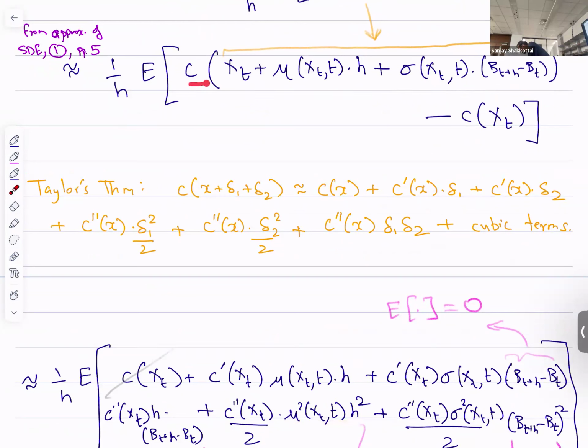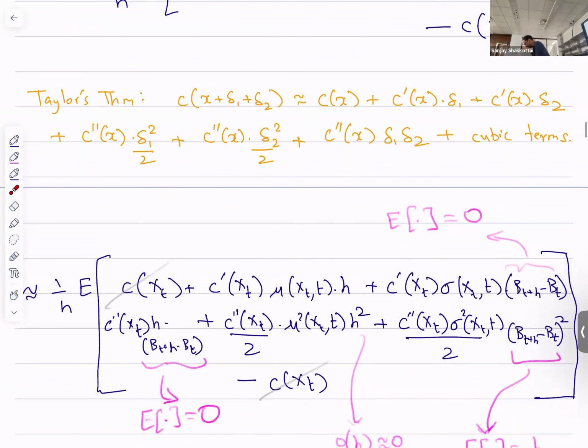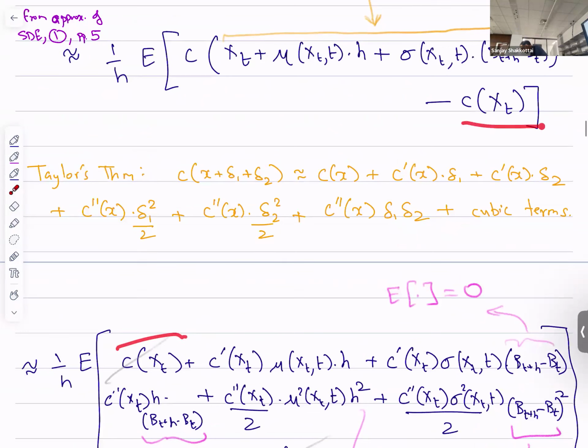Then c double prime of x of t times this one squared, and then c double prime of x of t times this one, because of cross terms. Let's look at it, so I have all of those written out. That's what we've written here. So I have c of x of t, but I've centered it around c of x of t, so that cancels.